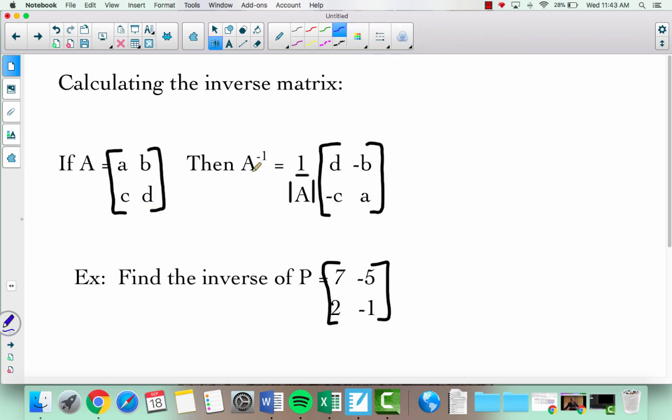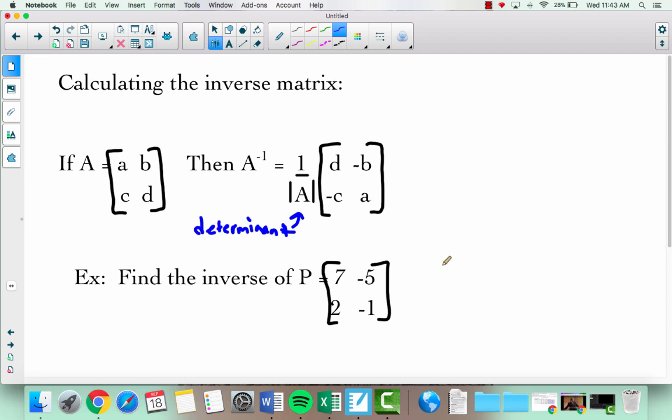To find the inverse, you're going to do two things. The first thing is you're going to find the determinant. And that is from the last section where we talked about Cramer's rule. Okay, so you're going to find the determinant.